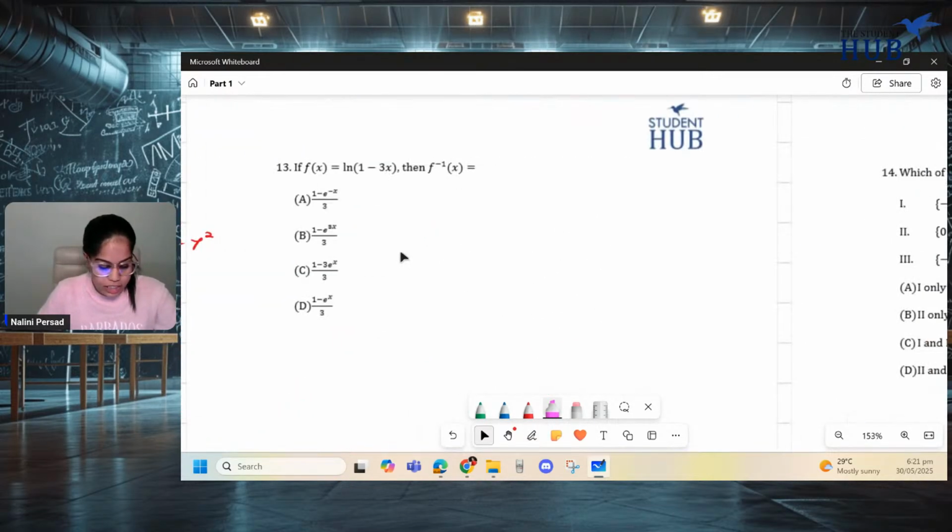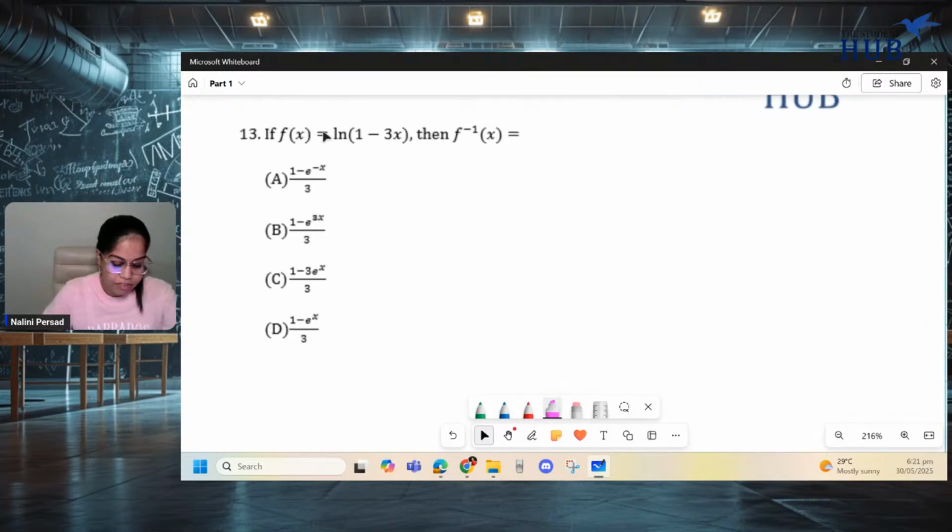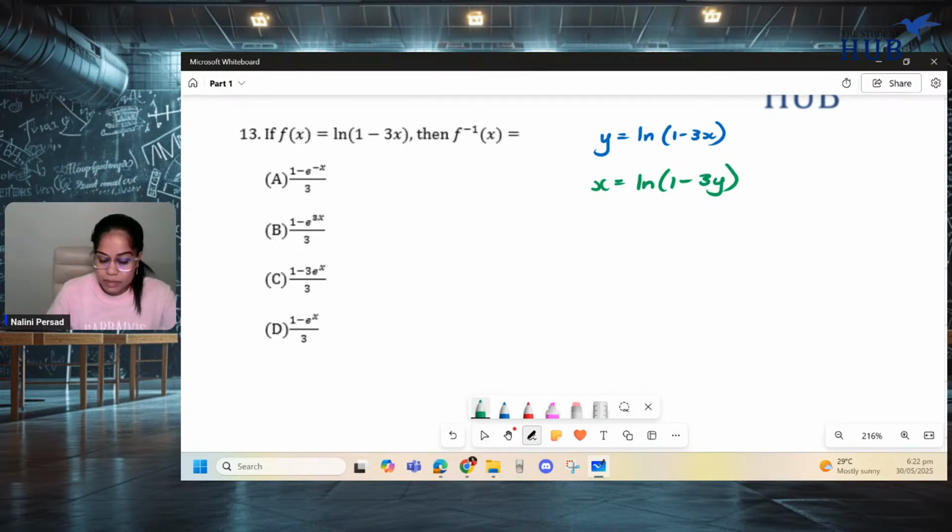Lovely. Question 15. F of x is equal to this. What is the inverse function? So we let y be equal to ln of 1 minus 3x. Then we interchange the variables. So x is ln of 1 minus 3y. Now it's time to make y the subject. So to get rid of ln, what do we do?